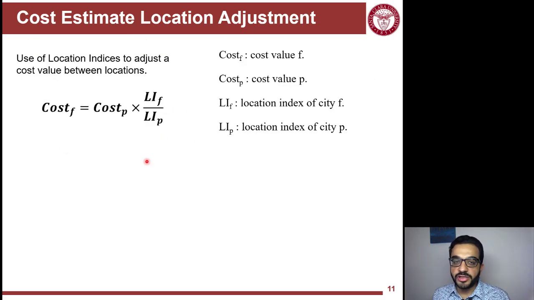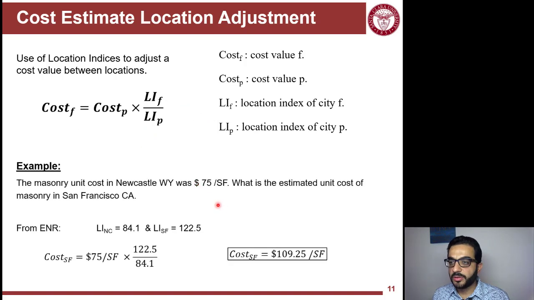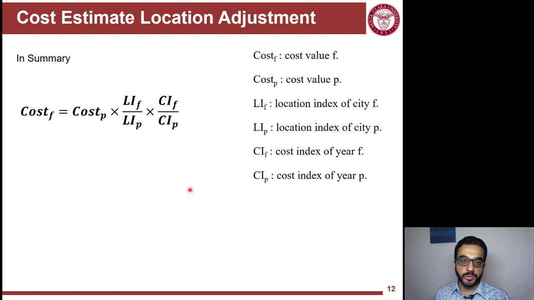So location indices or city indices follow the cost indices for the time. Same thing. You use these indices to have ratios and adjust the cost based on that. So the same indices we've seen for Newcastle, Wyoming, and San Francisco, California. If this is the cost of an item that I'm calculating, like a square foot cost, I can adjust it to see now that the square foot cost for masonry will be around $110 compared to $75 in Wyoming.